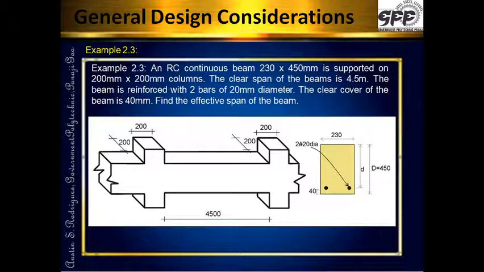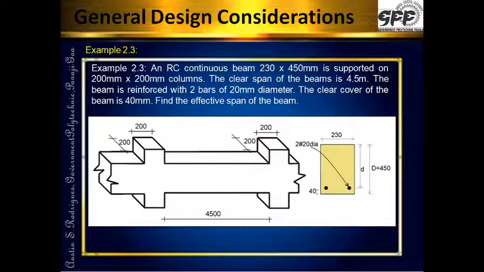Now let us look at an example in this case. There is a continuous beam given, an RCC continuous beam 230 by 450 mm, that is the cross section, overall dimensions are 230 and 450, supported on 200 by 200 mm columns. All the columns have the same dimension, 200 by 200. The clear span of the beams is 4.5 meters. All the beams have the same clear span.